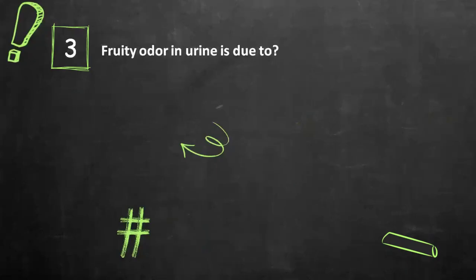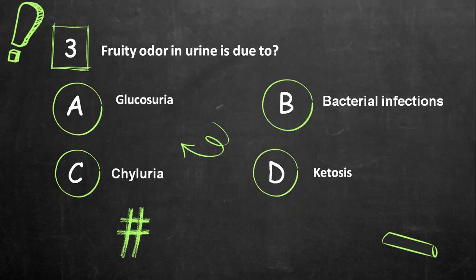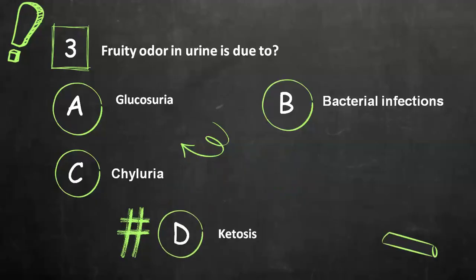Next question, fruity odor in urine is due to, so fruitish smell in the urine is due to option A, glucosuria. Option B, bacterial infection. Option C, chyluria. Option D, ketosis. Here the right answer is option D, ketosis or diabetic ketoacidosis. Fruity odor, fruit-like smell, we can see in case of diabetic ketoacidosis.